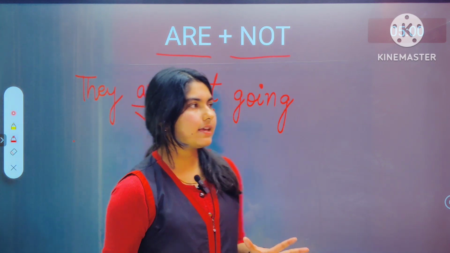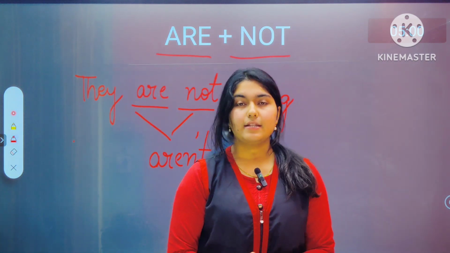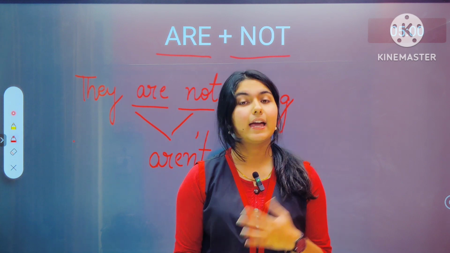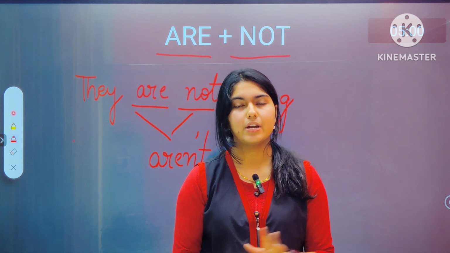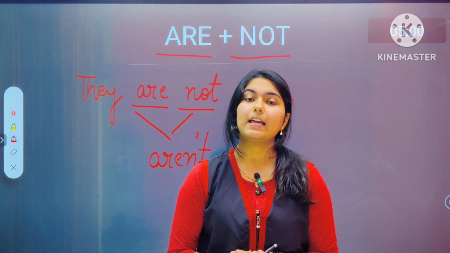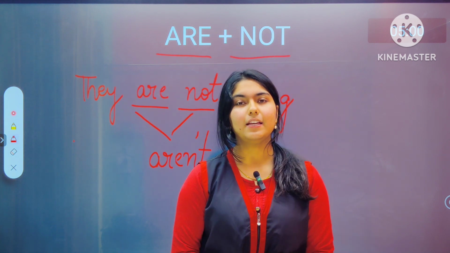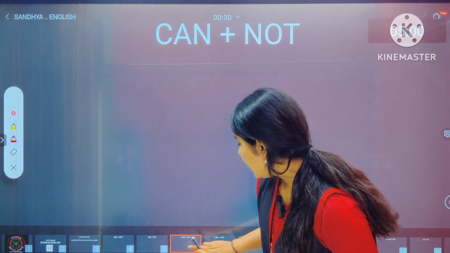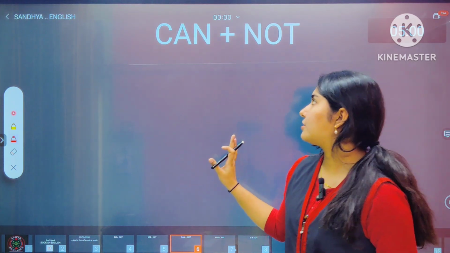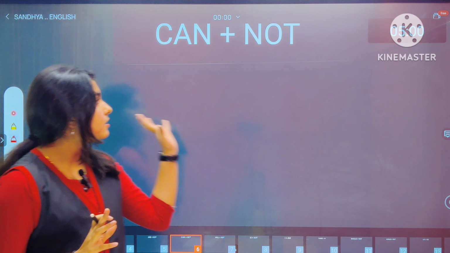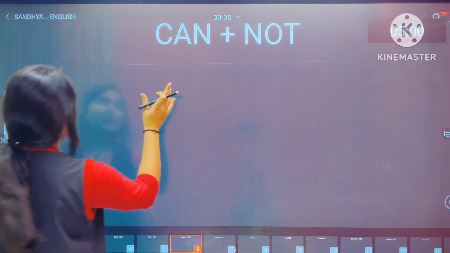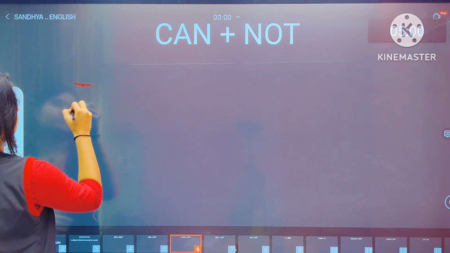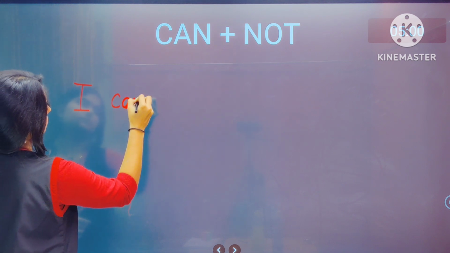So instead of saying they are not going, again it sounds like robotic language, right? So here we have to say they aren't going. Repeat after me, they aren't going, right? It sounds fluent. Moving on to our next contraction, which is can plus not. So I'm going to write a sentence of it.